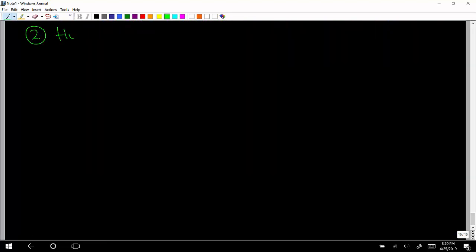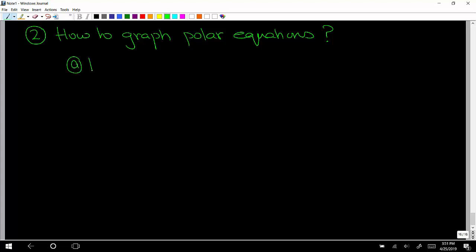So how to graph polar equations. There are 3 ways we can do this. One is by brute force, which is usually not the best way to do it. By brute force, I mean we just start picking different values of theta, plugging them into the polar equation and finding r, and then plotting the points, which is extremely tedious.